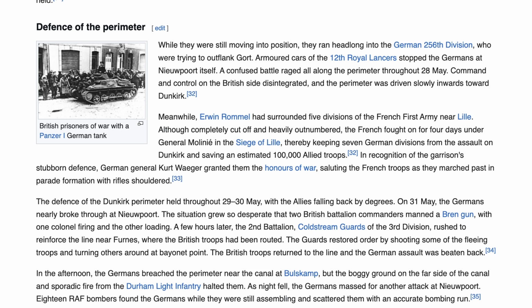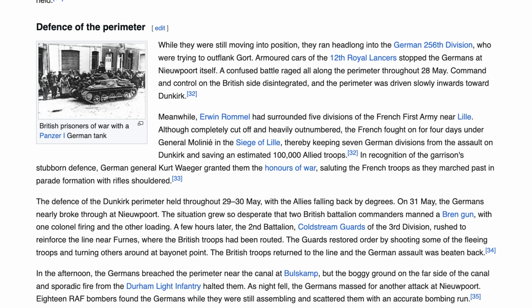Meanwhile, Erwin Rommel had surrounded 5 divisions of the French First Army near Lille. Although completely cut off and heavily outnumbered, the French fought on for 4 days under General Molinié in the siege of Lille, thereby keeping 7 German divisions from the assault on Dunkirk and saving an estimated 100,000 Allied troops. In recognition of the garrison's stubborn defense, German General Kurt Waeger granted them the honors of war, saluting the French troops as they marched past in parade formation with rifles shouldered.